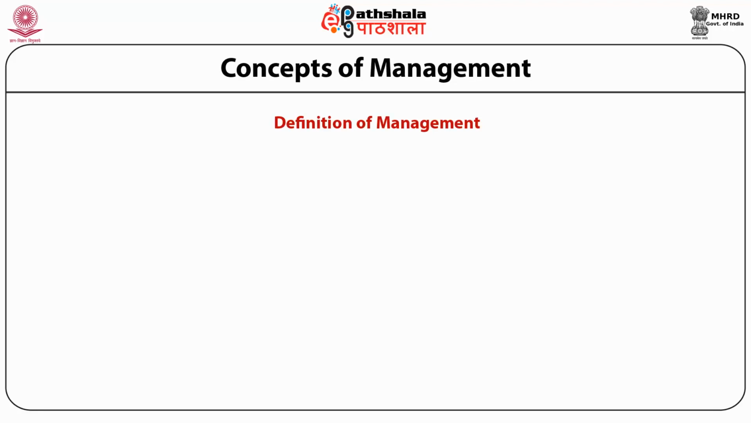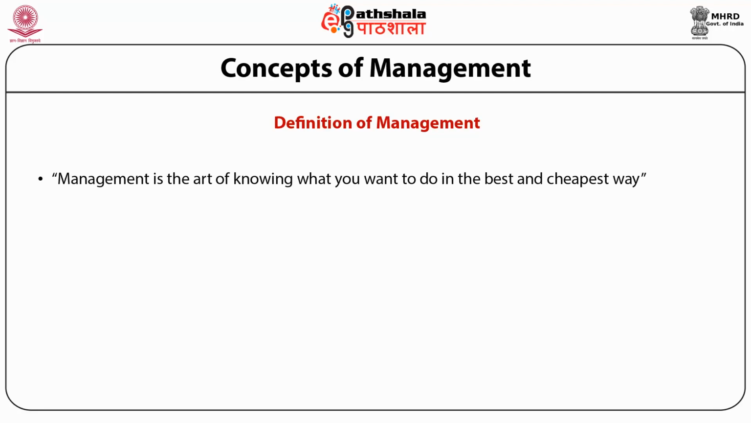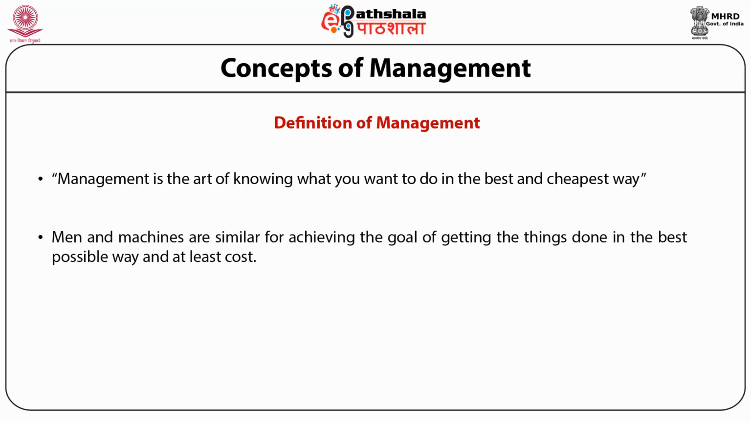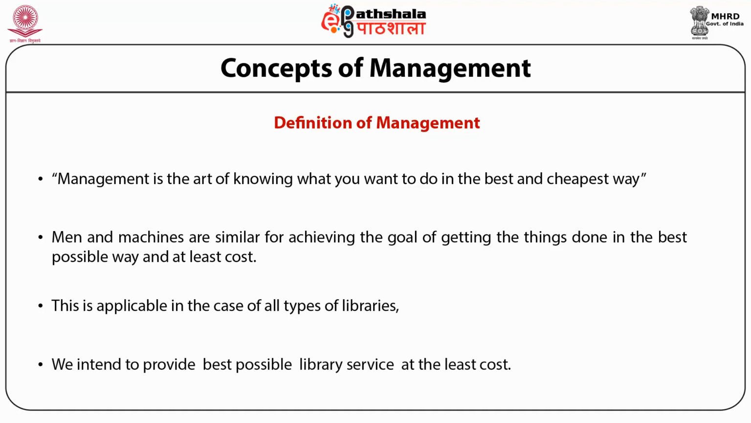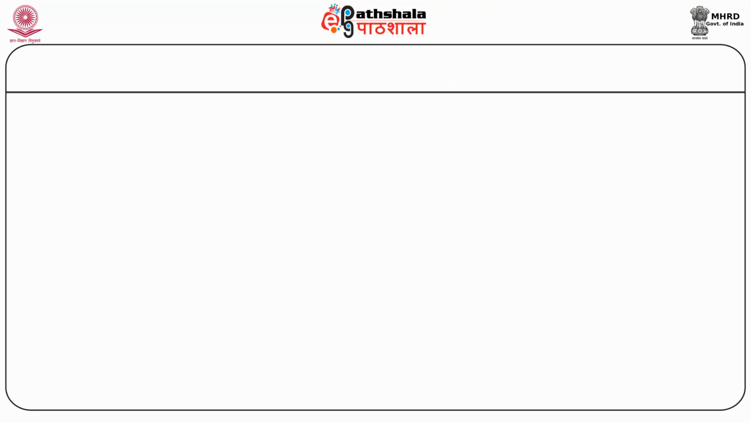Definition of management. According to F. W. Taylor, management is the art of knowing what you want to do in the best and cheapest way. It has emphasized the work and not the worker of the organization. He opines that men and machines are similar for achieving the goal of getting things done in the best possible way and at least cost. This is applicable in the case of all types of libraries, especially where we intend to provide the best possible library services at the least cost.